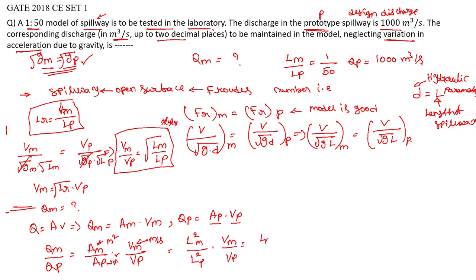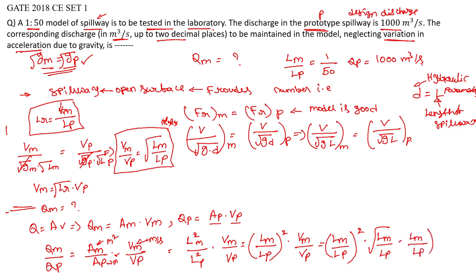So how can we write this one? Lm by Lp whole square into Vm by Vp. But we already know the relation for Vm by Vp from the Froude number. It will be like Lm by Lp whole square into square root of Lm by Lp. So it will be Lm by Lp whole power 2 plus 1 by 2. All of you know that square root can be written as power 1 by 2. So it will be Lm by Lp to the power 2.5.